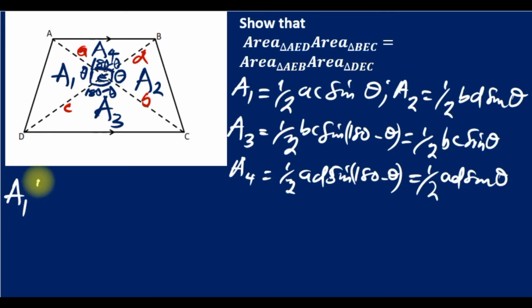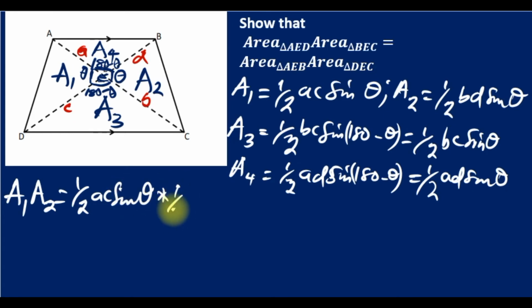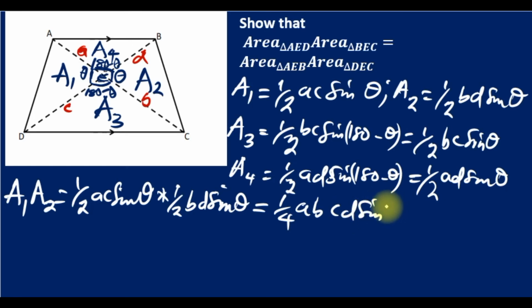So let's now multiply A1 times A2. A1 A2 is now half AC sine theta times half BD sine theta. Half times half is 1 over 4. We have 1 over 4 ABCD sine squared theta.